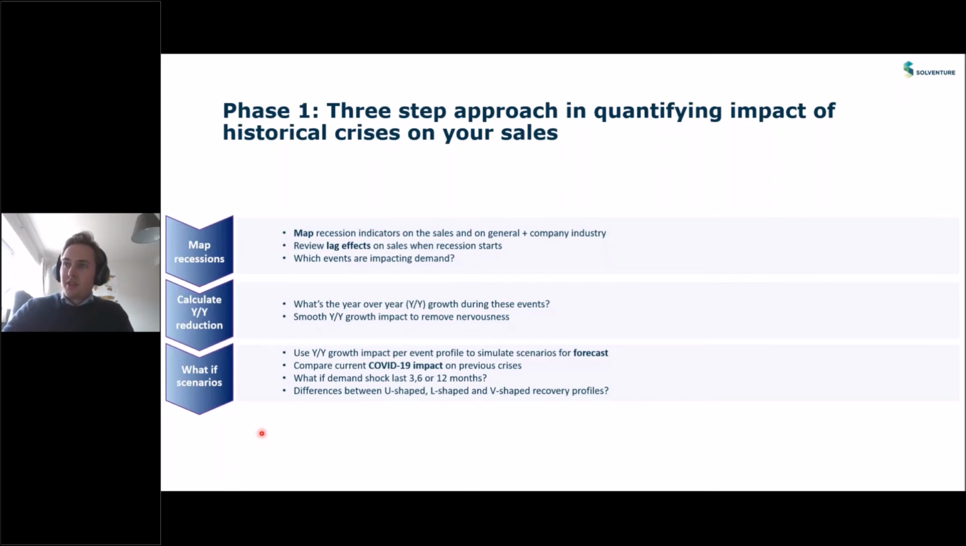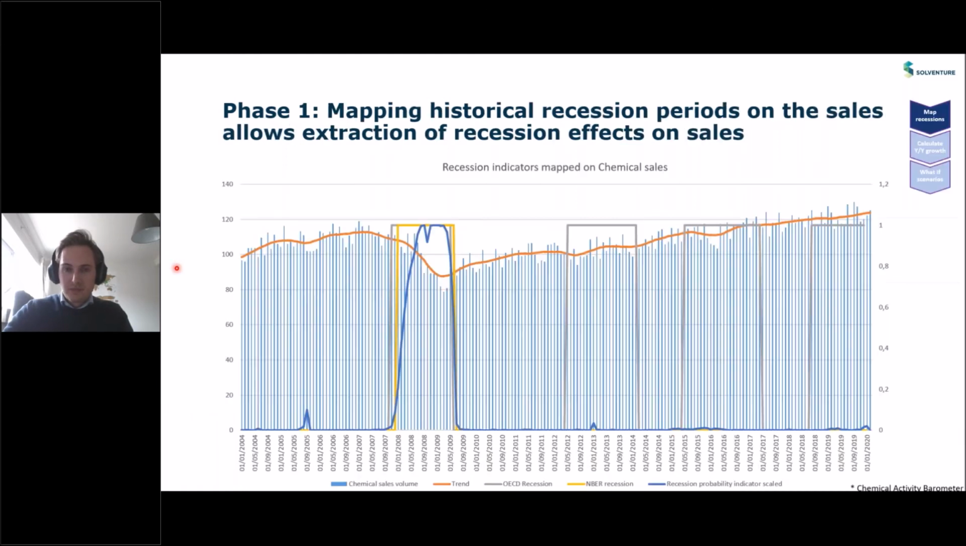Actually, I will just now discuss some more concrete examples of the first 2 steps. So here you can see the first step, and you see the blue bars is actually chemical sales volume, which we got from the American Chemistry Council. Now we can see here the gray boxes are recessions in the past. So I'll take the example of the 2008 financial crisis, and we see here quite a steep decline in sales.